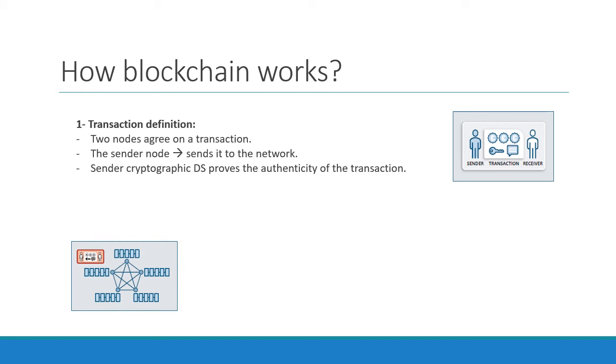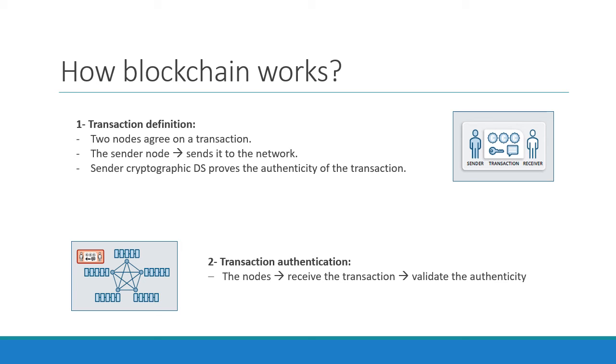Step 2 is the transaction authentication. It's when the nodes in the network receive the transaction message and validate the authenticity of the message by verifying the digital signature. The authenticated transaction is placed in the pool of pending transactions.